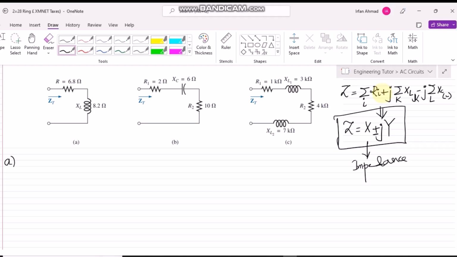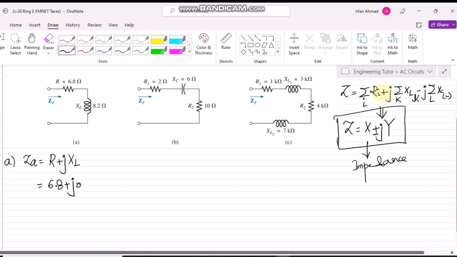So we are going to follow the same strategy here. In our circuit A, what is basically the resistance? Let me call it Z of A, and in Z of A we have only one resistance, so that is basically the R. And here we have the inductor, so writing plus j here, with plus j I have only one inductor, so let me write only one value here. Now writing its values, it would be 6.8 plus j, X of L is 8.2.